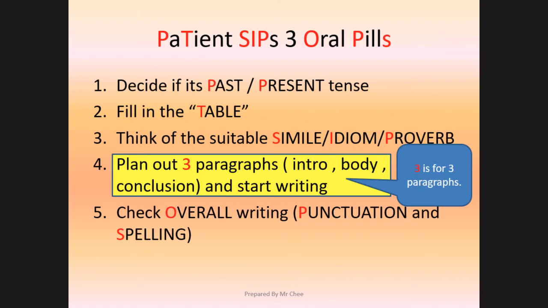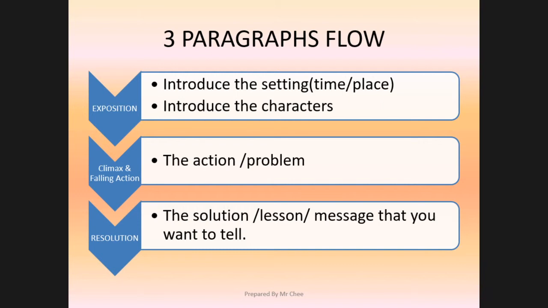These are the three paragraph flow. Okay, the first paragraph, what should we put in the first paragraph? In the first paragraph, we usually put the introduction, the setting, time and place, then introduce the character. Okay, then we go to the climax. What is the climax? Climax is the second paragraph, the action or problems.